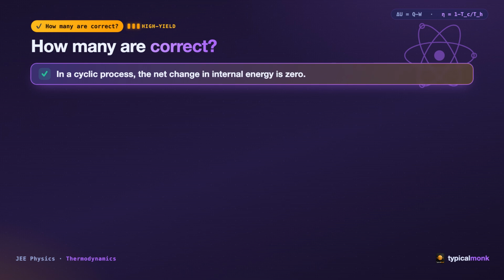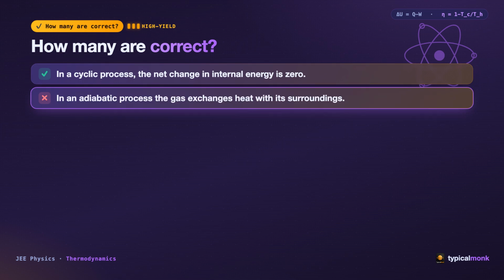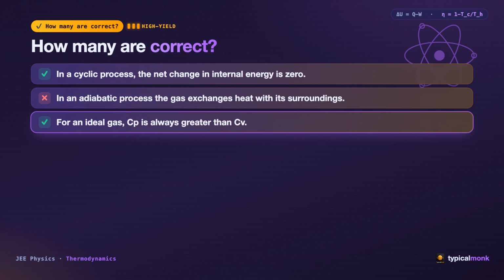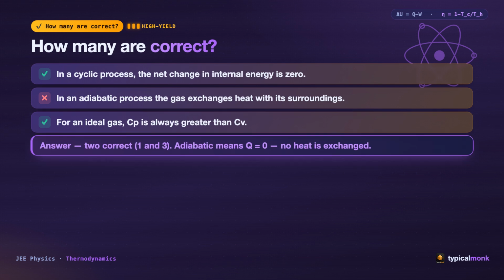Now, how many of these 3 statements are correct? 1. In a cyclic process, the net change in internal energy is 0. That is correct. The gas returns to its start. 2. In an adiabatic process, the gas exchanges heat with its surroundings. That is wrong. Adiabatic means Q equals 0. No heat is exchanged at all. 3. For an ideal gas, Cp is always greater than Cv. That is correct. The extra heat at constant pressure goes into the work of expansion. So the answer: 2 are correct, statements 1 and 3. The trap is statement 2. Adiabatic is precisely the no heat process.